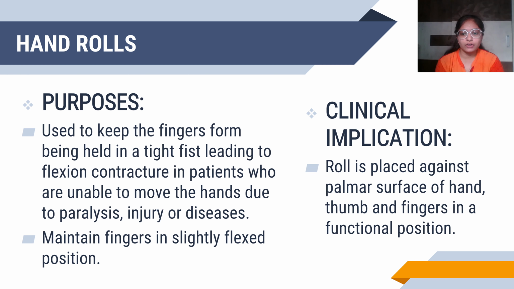Clinical implication of hand rolls. The roll is placed against the palmar surface of the hand, as we have already seen in the picture, with the thumb and fingers in a functional position.